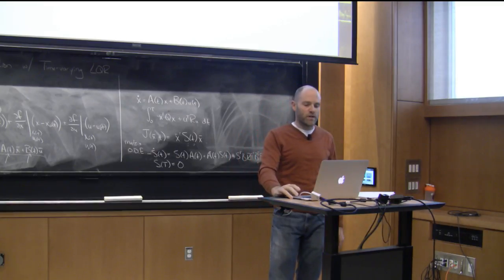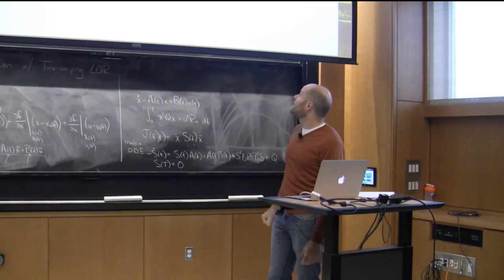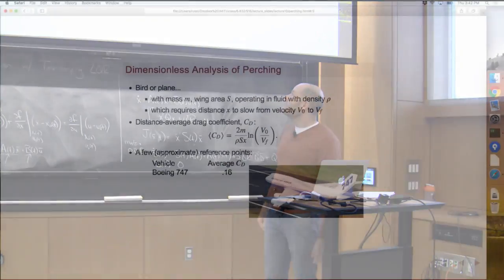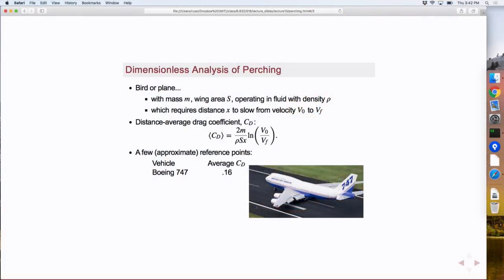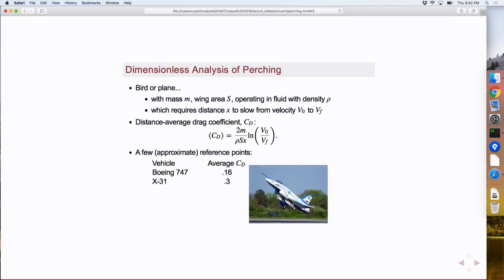Here are a few approximate reference points, okay? So a 747 landing at Logan, let's say, typically gets an average drag coefficient of about 0.16, okay? There are planes that are super maneuverable. The X-31 does this very high angle of attack, short runway landing. This one's actually called the super short runway landing. But they're sitting on a huge thruster. They're basically tail sitting on a massive thrust vectoring engine to do that. And when they do it, they get a drag coefficient of about 0.3, so they can stop considerably faster than the 747.